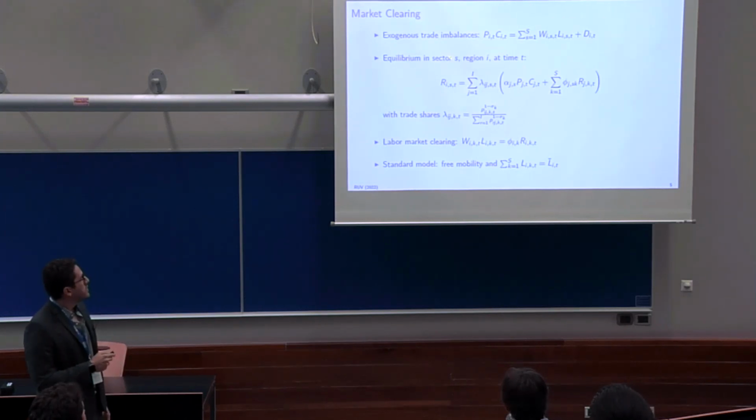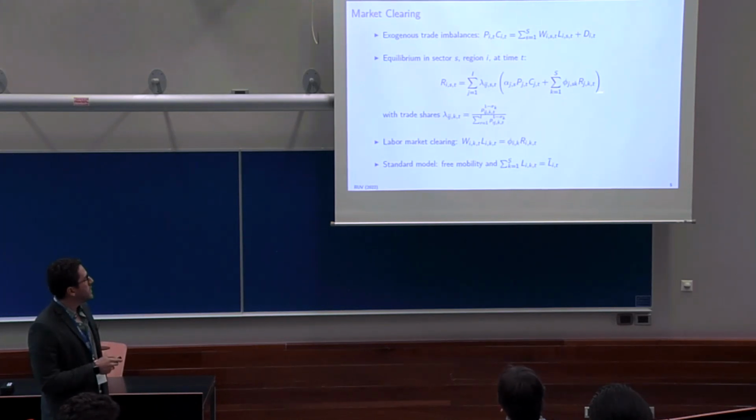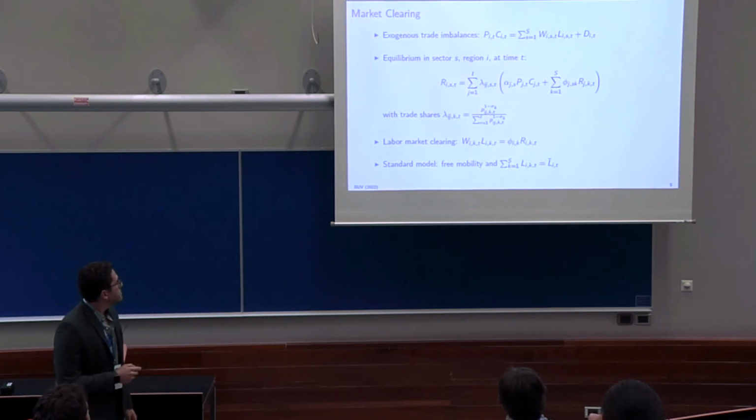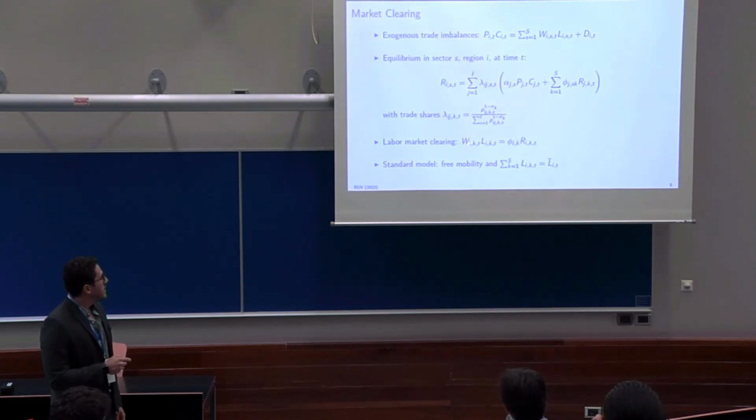Then we're going to have that equilibrium in sector S in region I at time t says that revenue in that region sector has to be equal to total demand, and demand comes from all countries that can demand your good with certain trade shares, and then demand comes from two parts: final demand, which depends on the Cobb-Douglas shares, and intermediate input use that depends on the intermediate input shares. And then we're going to have labor market clearing in region I, sector K at time t, saying that total labor compensation, W times L, has to equal the revenue in that region sector times the labor share.